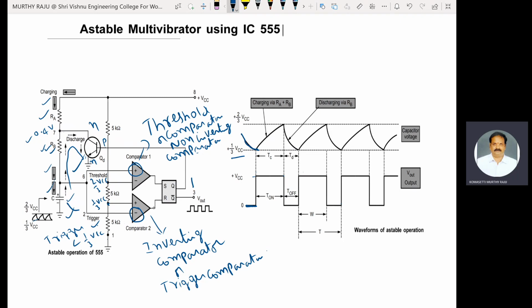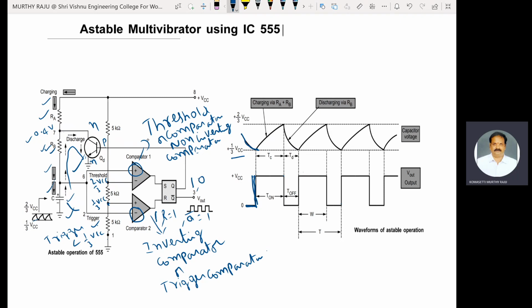Therefore, the output of comparator 2 is high. Therefore, R is high, and Q dash is also high. Whenever Q dash is high, Q is low.